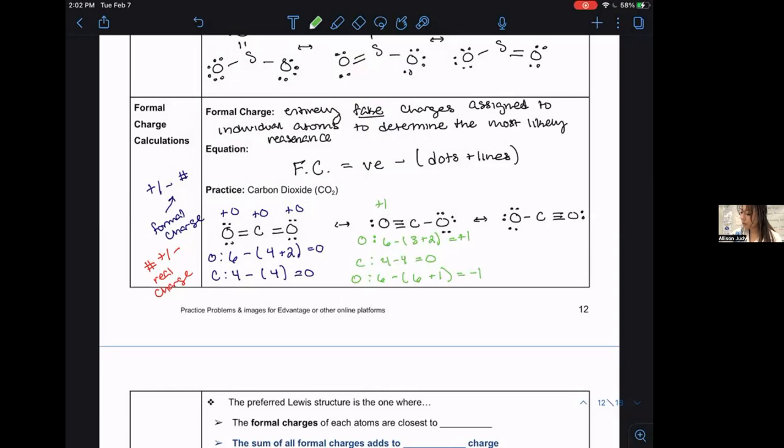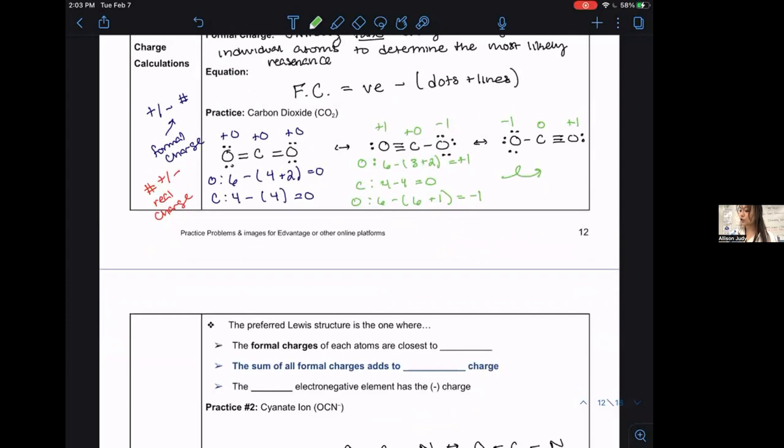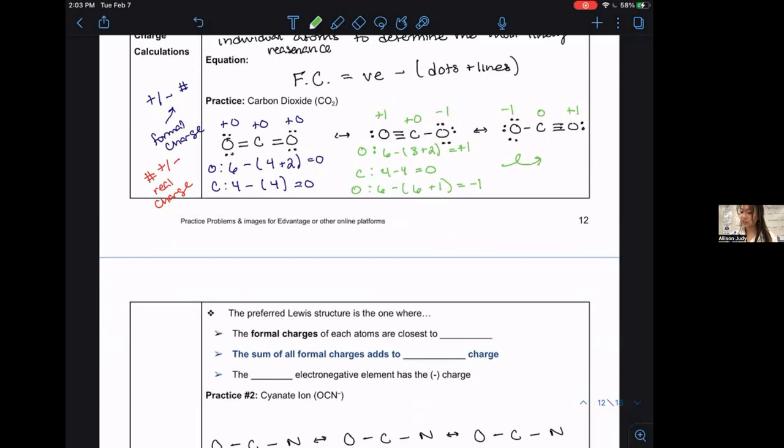And what would happen is we see this other structure is flipped. We just flip the math, and it becomes the right oxygen has a plus 1, the carbon has a 0, and the left oxygen has a minus 1. And here's why we like this. Because if we look at our formal charge rules, which are on the next page, there are specific principles that we use to determine whether this is valid or not.